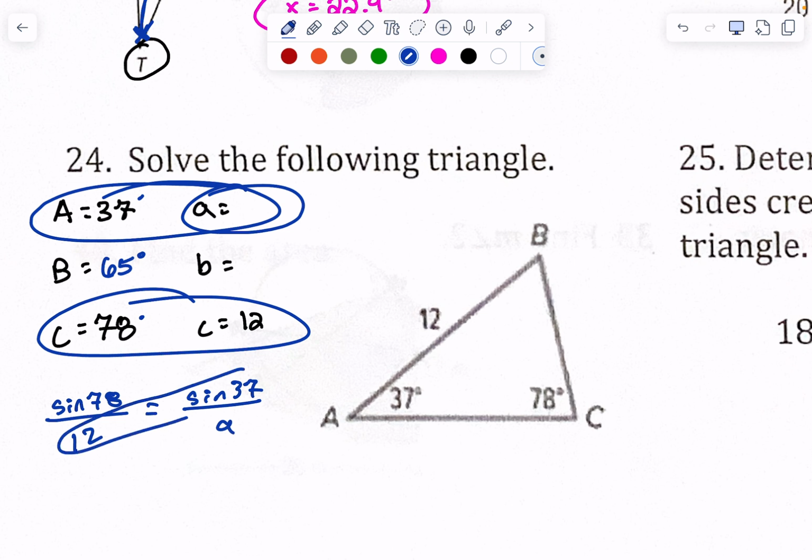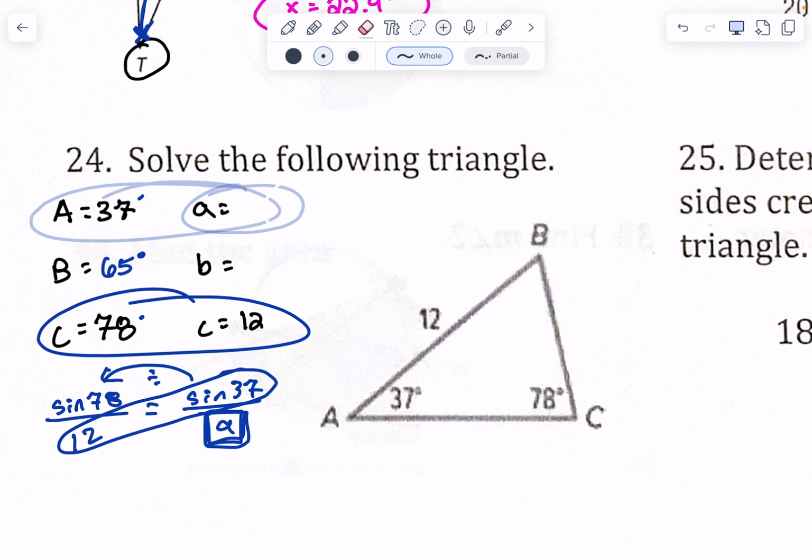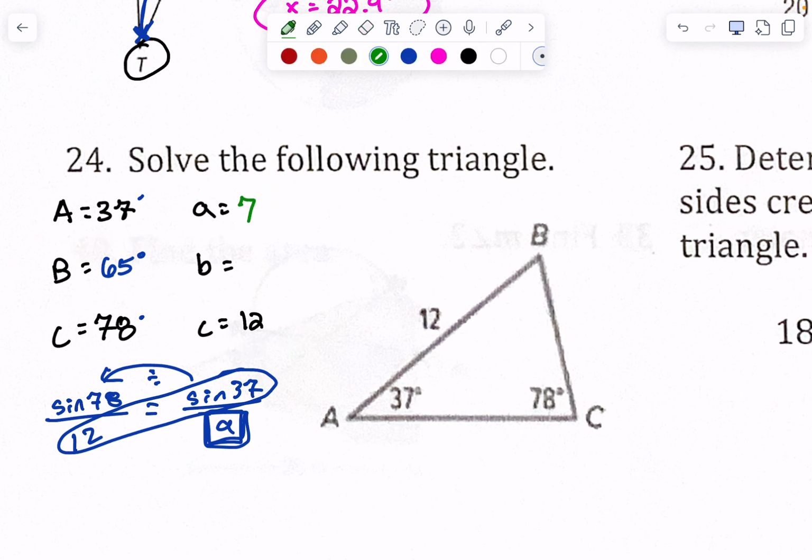Now I cross multiply and divide. Do you have to take the inverse? No, because A is just by itself. I just do that and divide by sine of 78. What do you get? 7.38. Can I do the Pythagorean theorem to find B? No. This is not a right triangle.